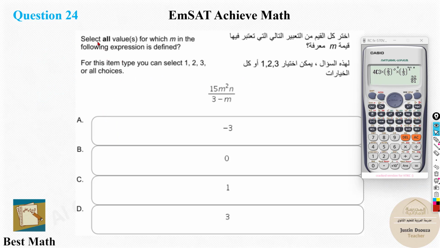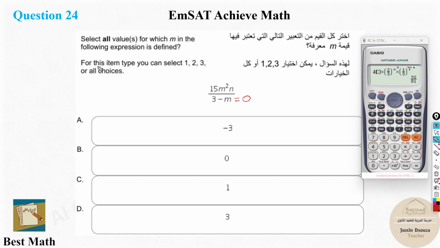Here: select all values for which m in the following expression is defined. Defined means all the possible values; you can select 1, 2, 3 choices. How do you find what is defined? Undefined values are the values that make the denominator equal to 0.